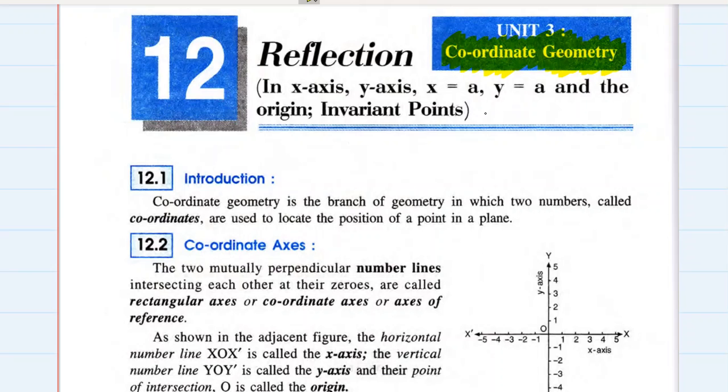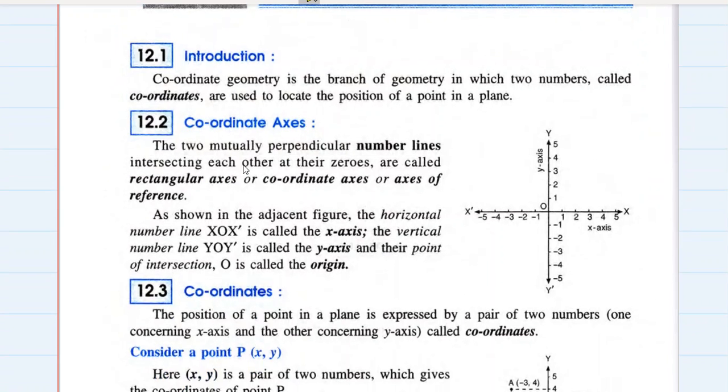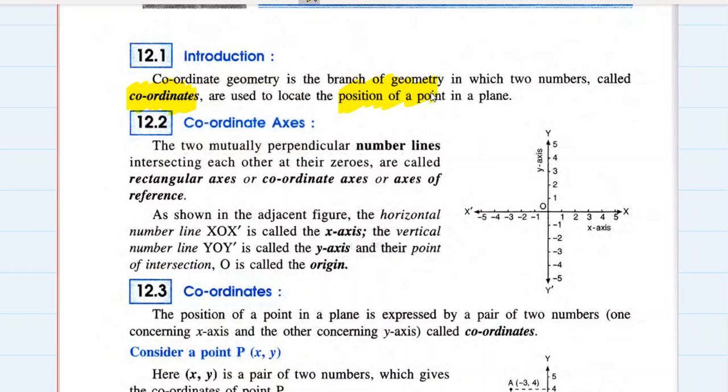Okay, now coordinate geometry is the branch of geometry in which two numbers called coordinates are used to locate the position of a point in a plane. So the plane which we are concerned with is known as the Cartesian plane. Okay, so this is the Cartesian plane. I'm sure that you are aware of this term, Cartesian plane.